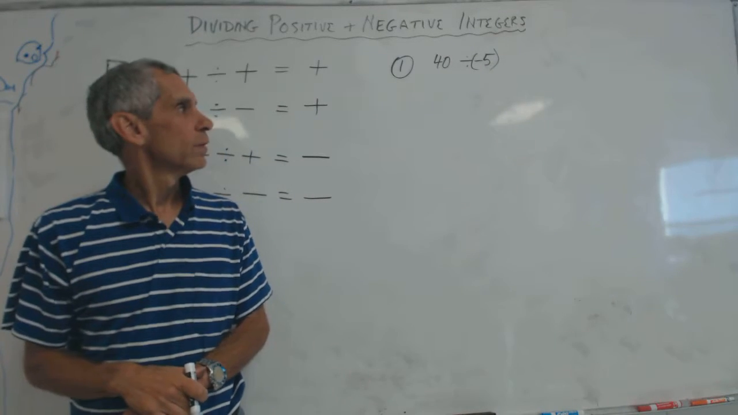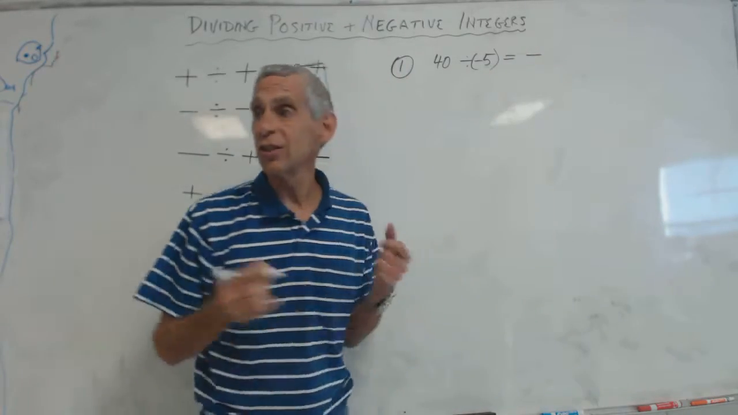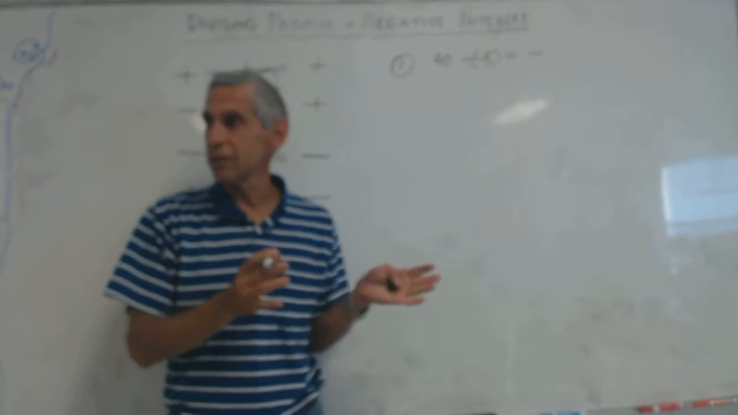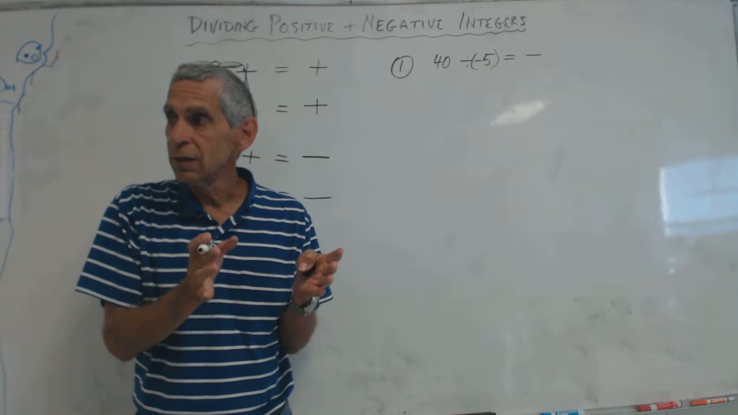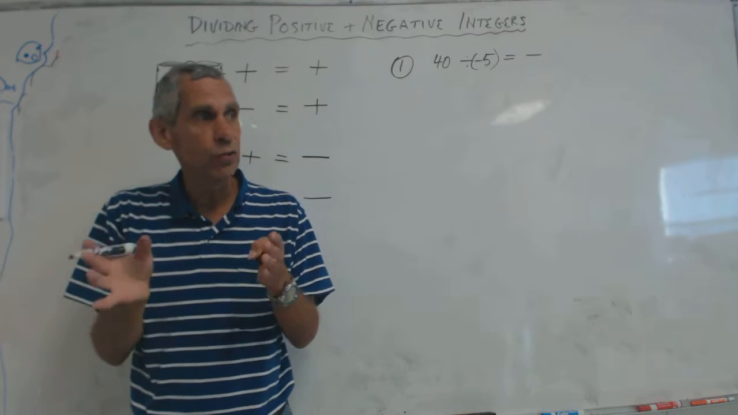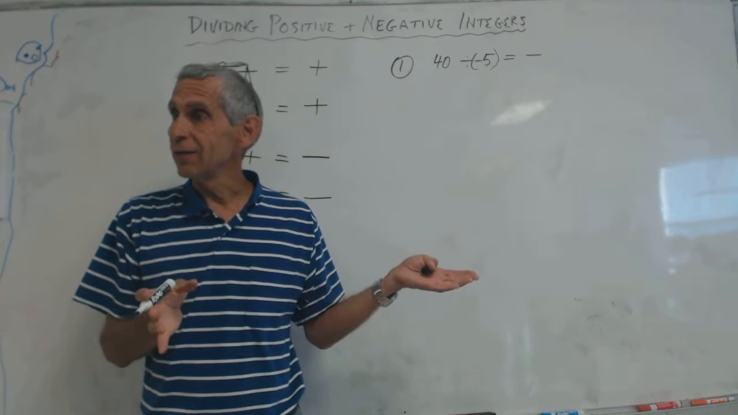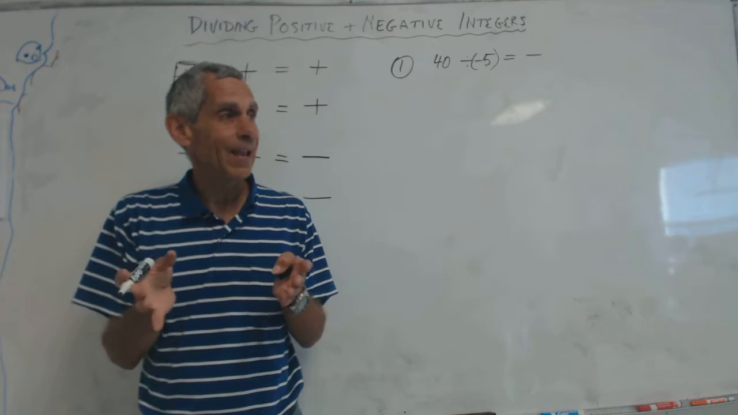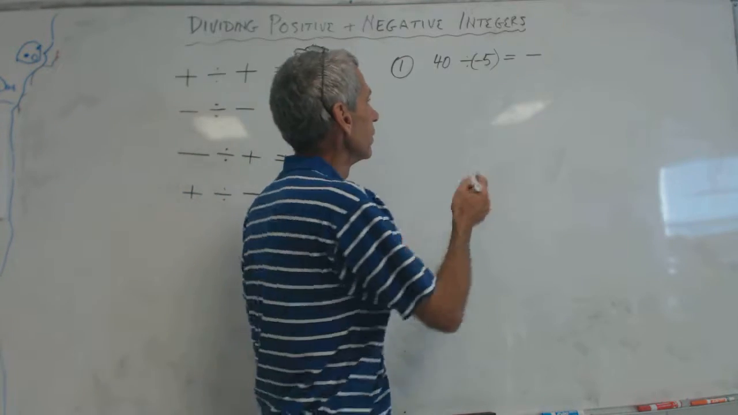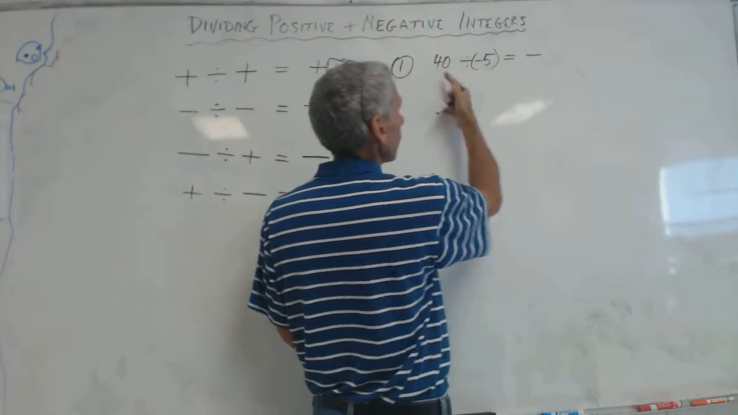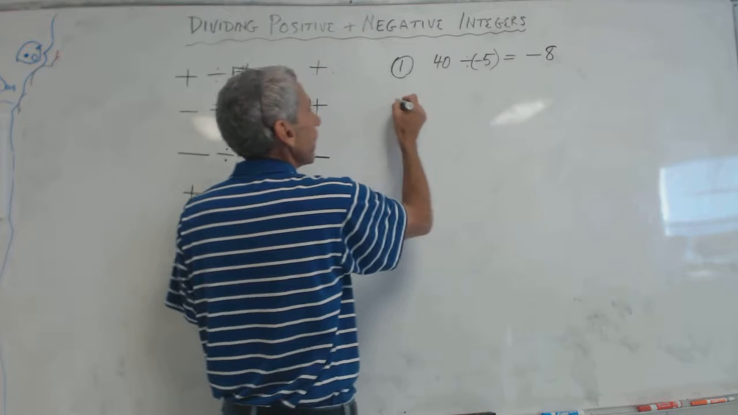Is it positive divided by negative? It's definitely a negative. If the signs are different, we can use that same rule that we used yesterday. If the signs of two numbers are different, and we're dividing or multiplying, it's going to be a negative answer. If the signs are the same, it's going to be a positive answer, right? Remember that from yesterday? So the signs are different. It's got to be negative. 40 divided by 5 is 8, right? Okay, how about this one?